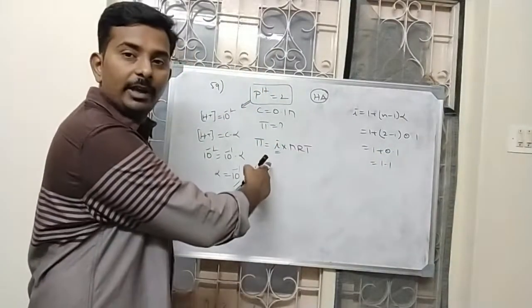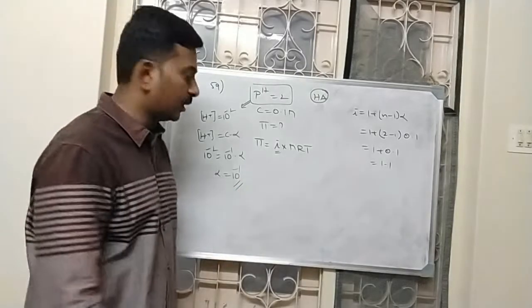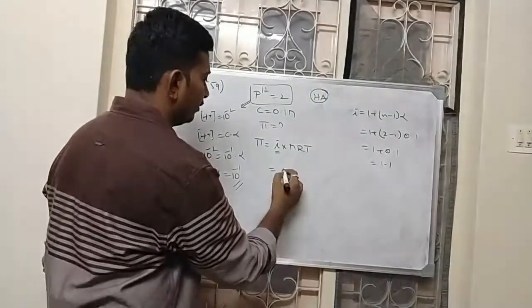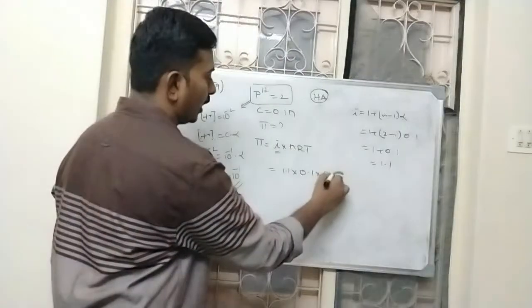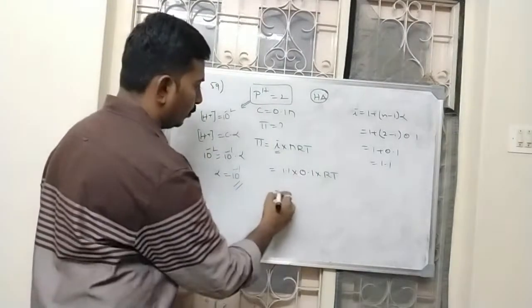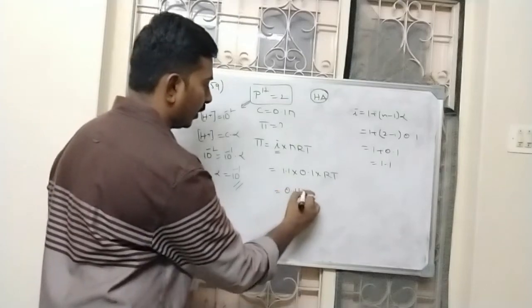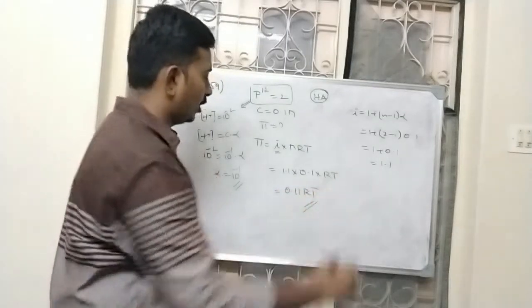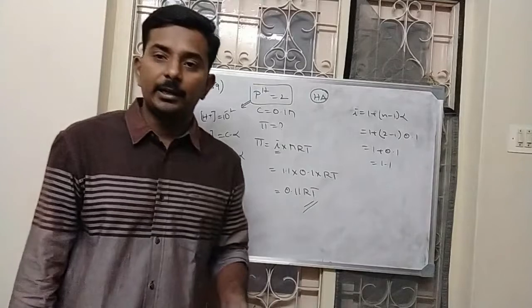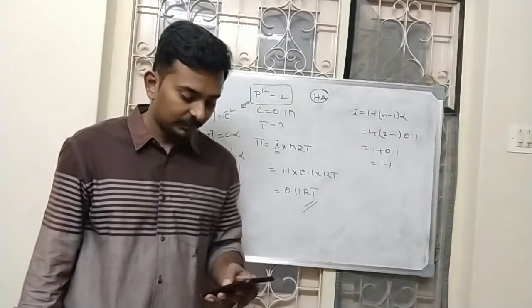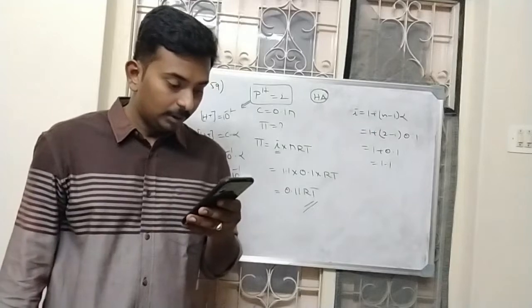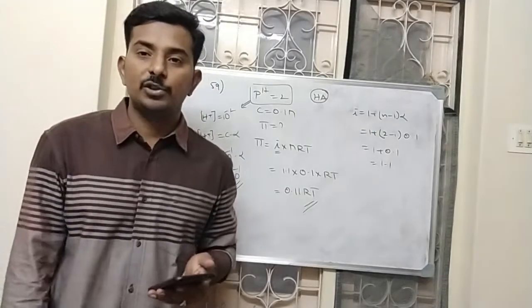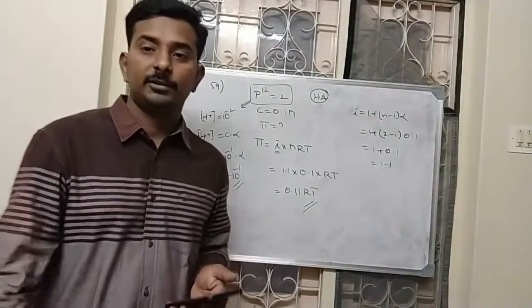So substituting the values in the osmotic pressure, pi is equal to i value 1.1, concentration is 0.1, into RT. So 1.1 into 0.1 is 0.11 RT. So the osmotic pressure is 0.11 RT. So it will be option B, 0.11 RT.